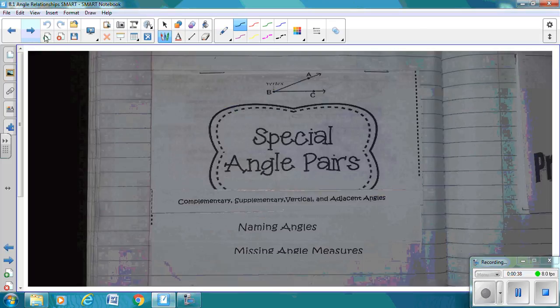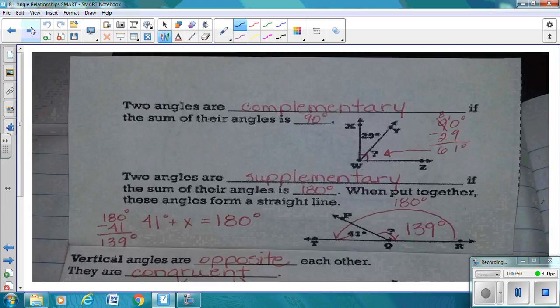You should have a foldable that you've already folded. The title is Special Angle Pairs, and this is how they should be set up. This is the different levels here. If you open up to the first page, two angles are complementary if the sum of their angles is 90 degrees. This little symbol right here tells us that it's 90 degrees. You could also write out the word degrees, but this will be preferred, the little symbol.